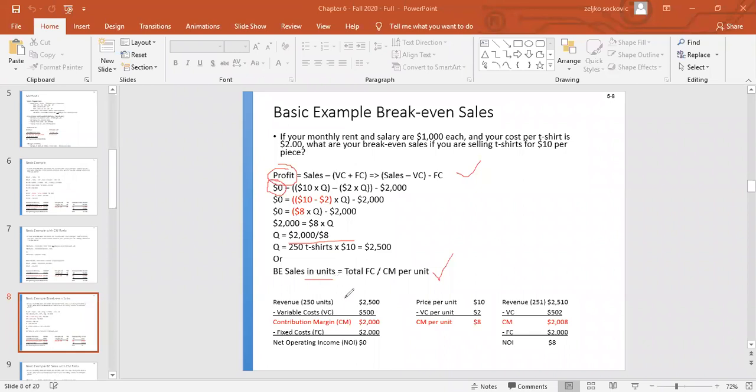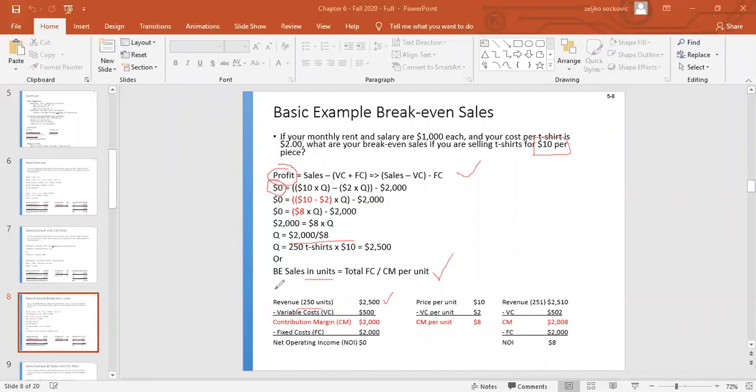If you want to do sales in dollars directly, then you would divide total fixed cost by contribution margin ratio. But if you know what your number of units is, which in this case is 250, then you just multiply it by your price per unit, because you're looking for sales. So that's times 10, so that's 2,500.